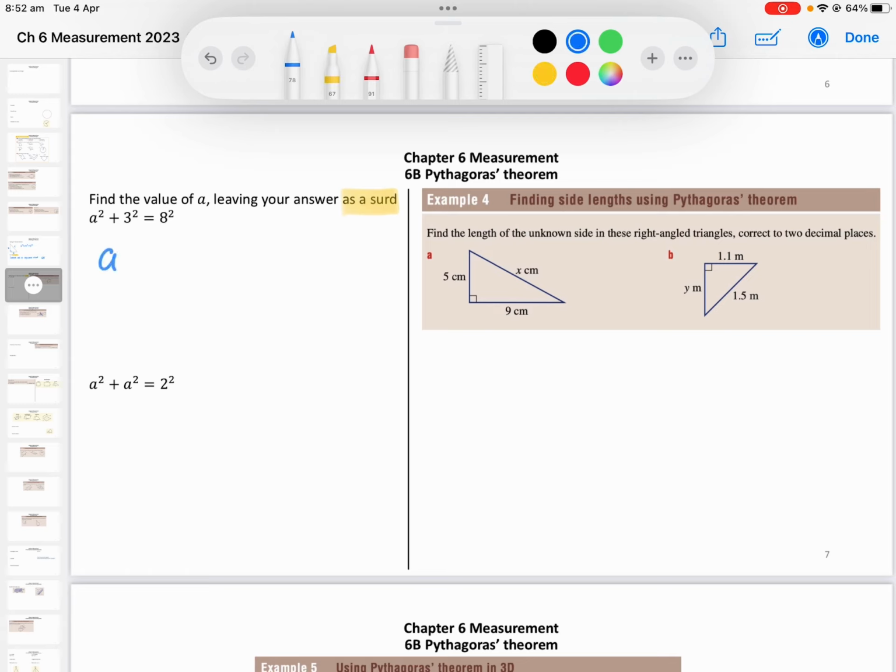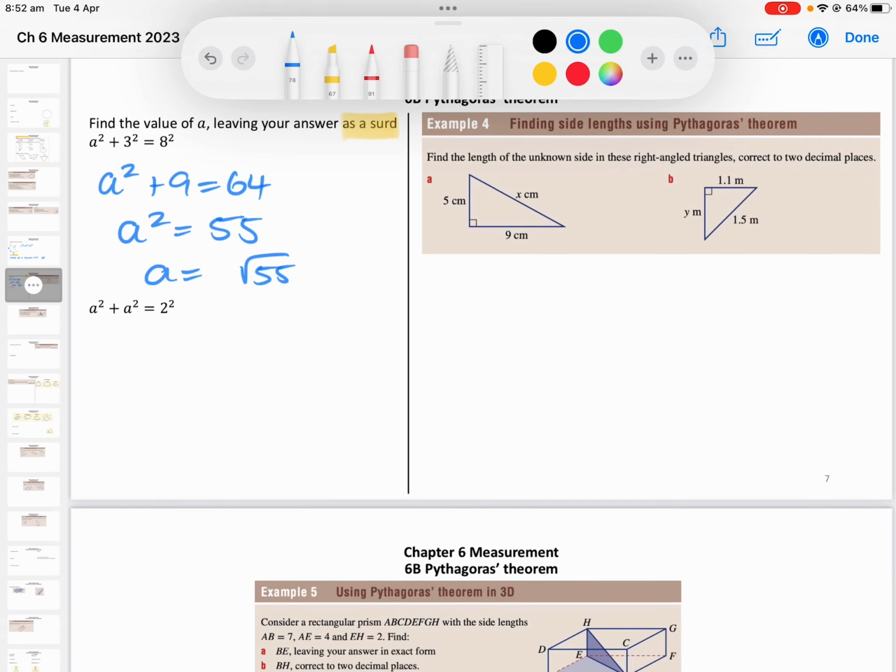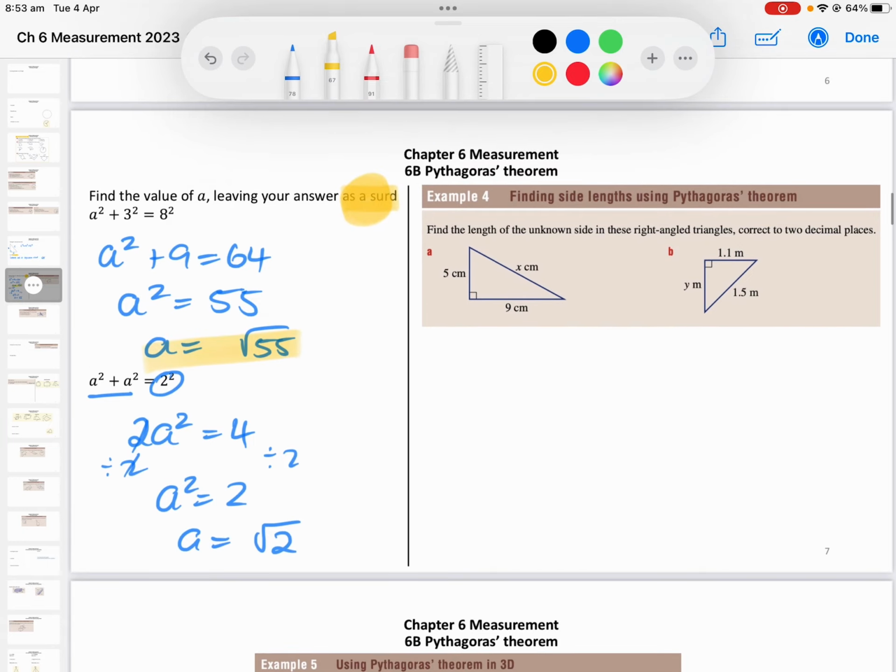In this one, we'd get A squared plus 9 equals 64. That means A squared is 55, and we take the square root of 55, and that can't be simplified. One like this next one, A squared plus A squared: I know that A squared plus A squared is 2A squared, and that is equal to 4. Divide each side by 2, so we get A squared equals 2, so A is the square root of 2, and we want to leave that as a surd. So square root of 2 is our answer.